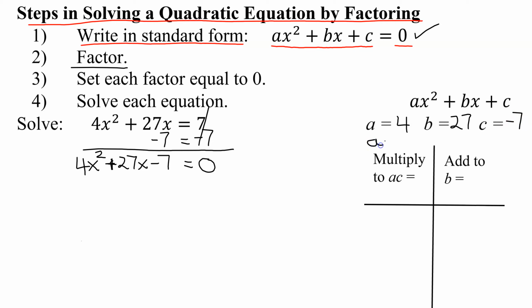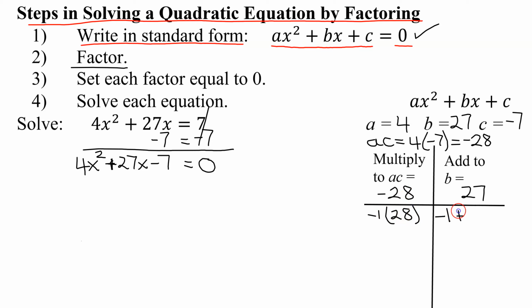So I'm going to multiply a times c. So it's 4 times negative 7, which is negative 28. So I'm looking for two numbers that multiply to AC, which is negative 28, and add to B, which is positive 27. Since my two numbers multiply to a negative, they have to be opposite in sign. And if they add to a positive, the one with the bigger absolute value has to be positive. So I'm going to start with negative 1 and positive 28. Those multiply to negative 28.